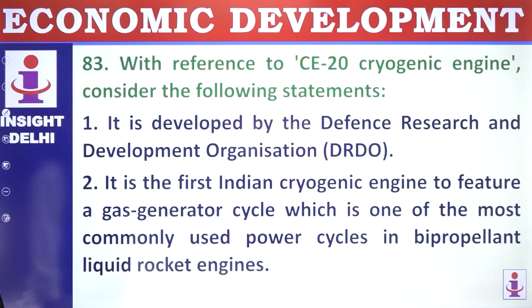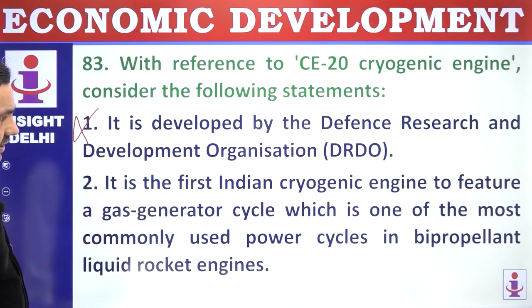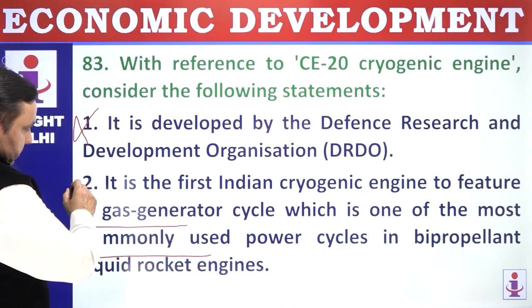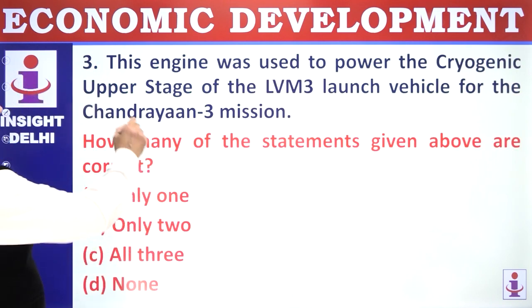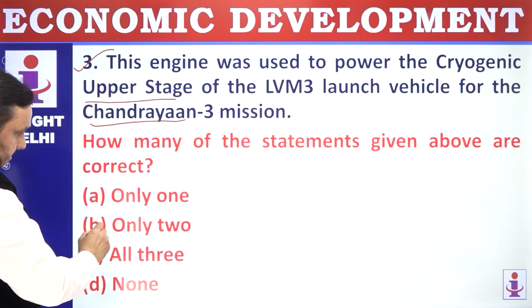With reference to CE-20, it is a type of cryogenic engine developed by ISRO, not by DRDO. Is the first Indian cryogenic engine to feature a gas generator cycle, which is one of the most important features here, correct? This engine was used in upper stage of LVM-3 of Chandrayaan, that's correct. 2 and 3, only 2.